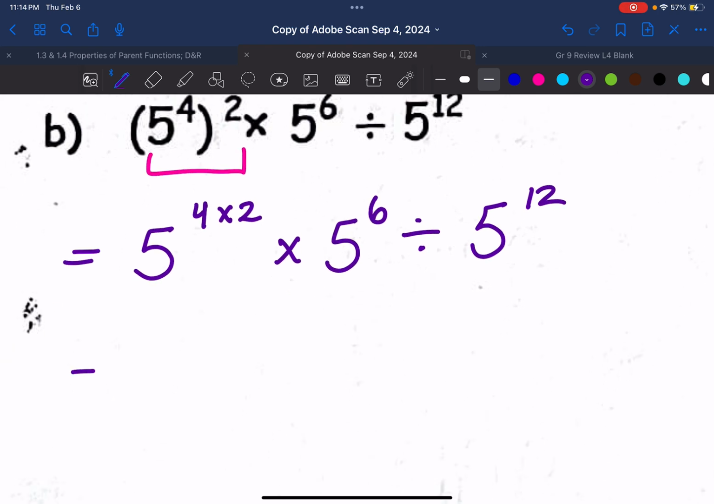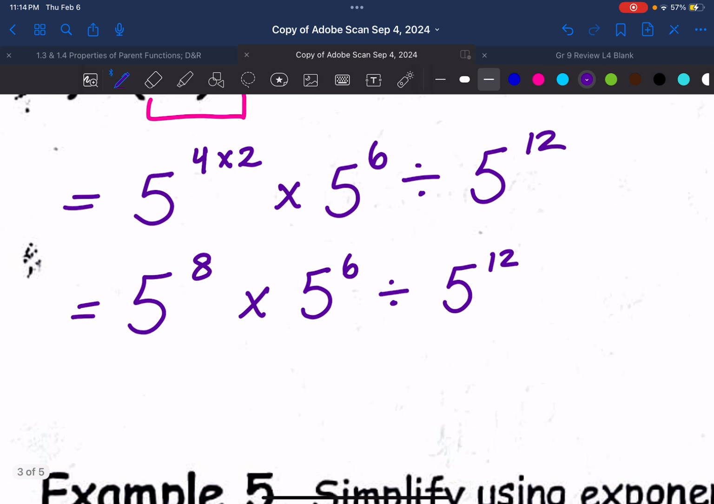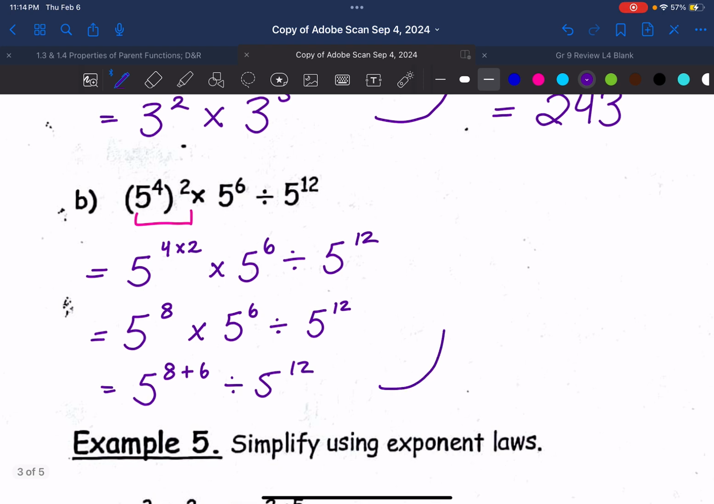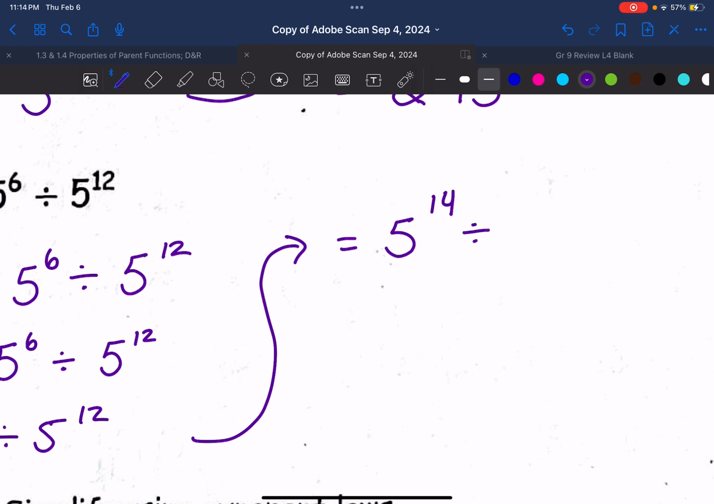4 times 2 gives me 5 to the power of 8. And again, I'm leaving these terms the same for now, because now I'm going to decide what my next move is. It looks like I'm doing multiplication first, so I'm going to add those exponents since they're both a base of 5. So this is really going to be 5 to the power of 8 plus 6, which can be simplified. I can add 8 and 6 together, which gives me 14. So we see that I'm going to be left with 5 to the power of 14 divided by 5 to the power of 12.